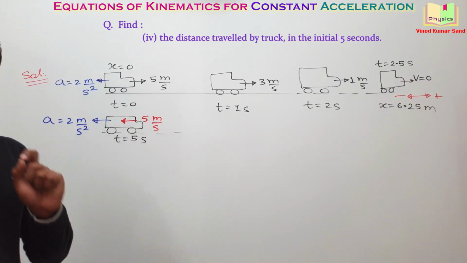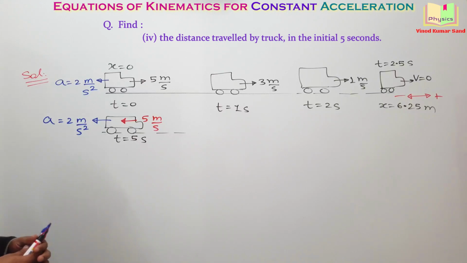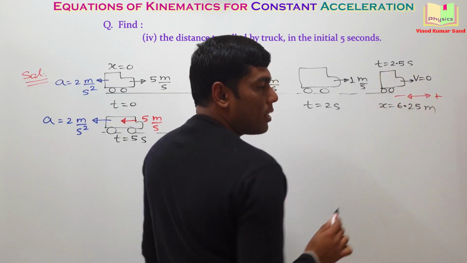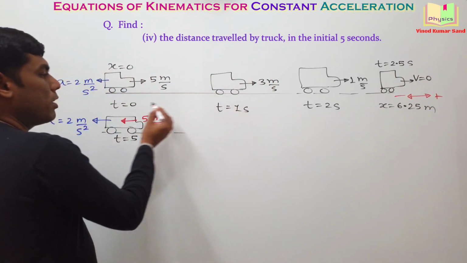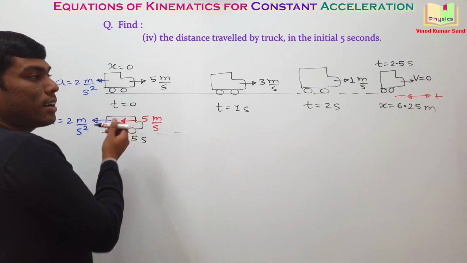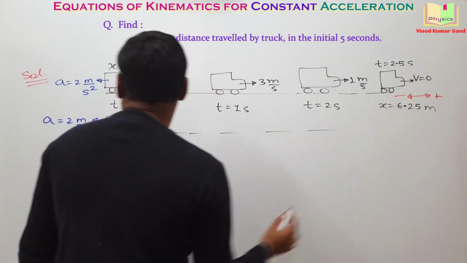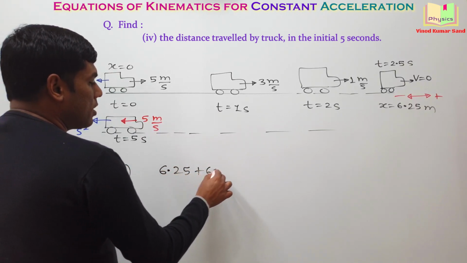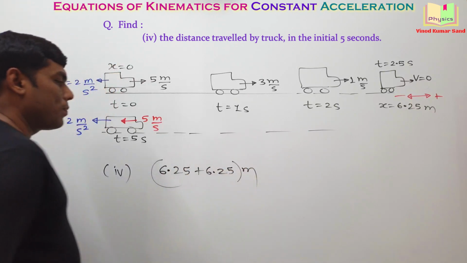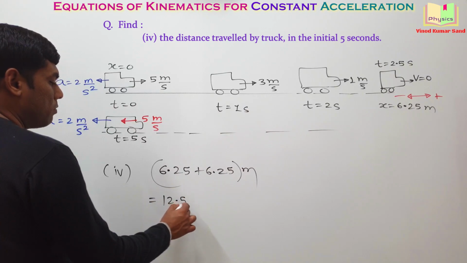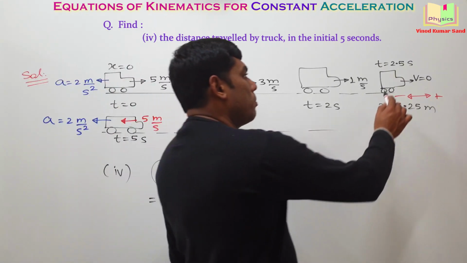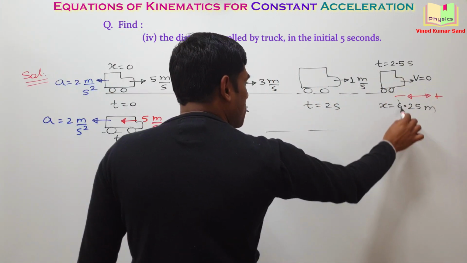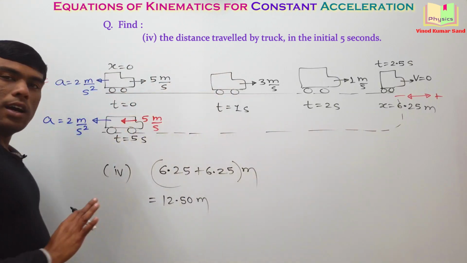The fourth part is asking the distance traveled in the initial 5 seconds. It's simple. For the 2.5 seconds, it is traveling a distance of 6.25 meter in the forward direction. And then for the next 2.5 seconds, it's coming back and traveling the same distance. So the answer to the fourth part is pretty simple. Answer will be 6.25 plus 6.25 meter, which will be equal to 12.50 meter. Actually, from here, the particle will return back on the same line. Just for the sake of simplicity, we are showing it here on the other line.